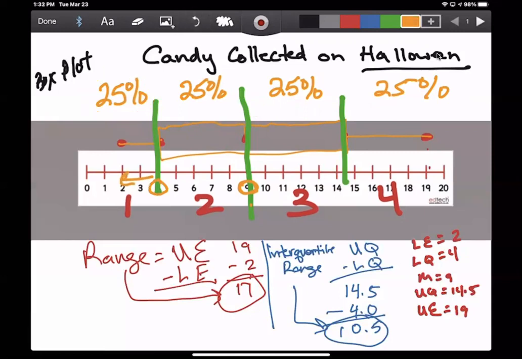Okay. So with your box plot, it's really easy to split it up into those 4 parts. I just put a line through the median and a line through the lower quartile and upper quartile. And then I've got the 4 parts, each one worth 25%.